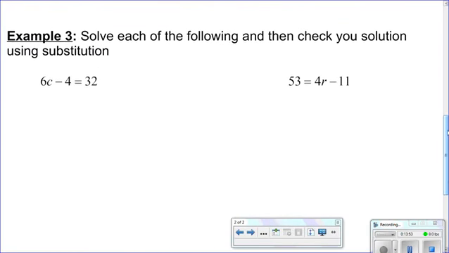Okay, and then the last, example 3, again, you are going to do these 2 yourself. You might want to look at example 1 for some help, and we can go over these together in class tomorrow and make sure that you are good to go.